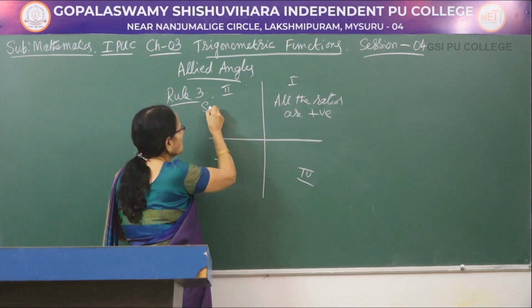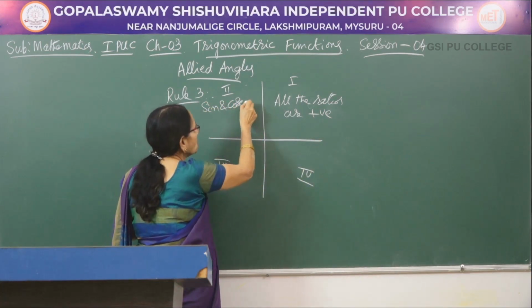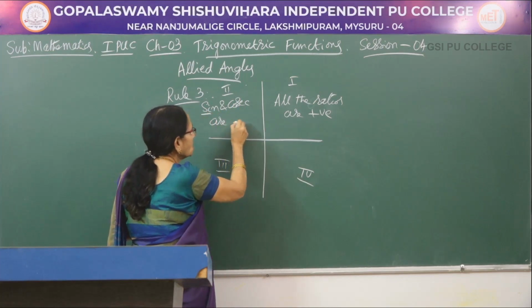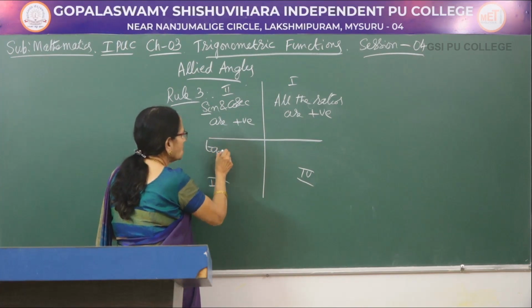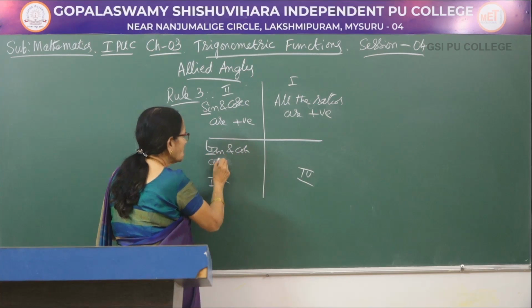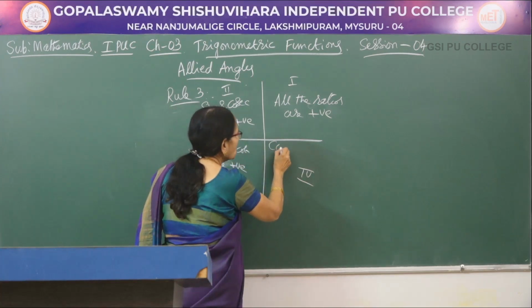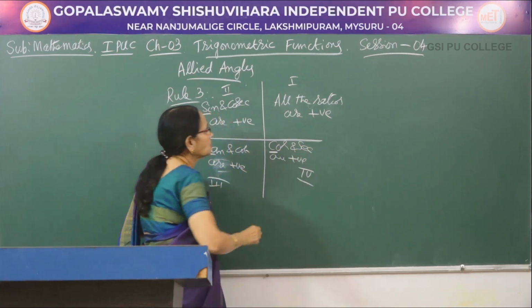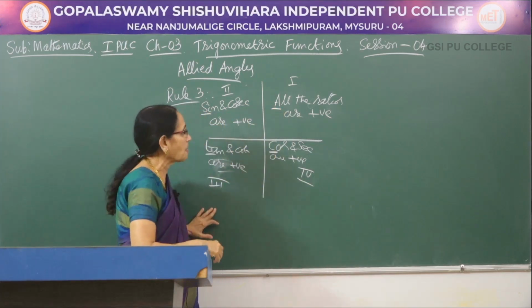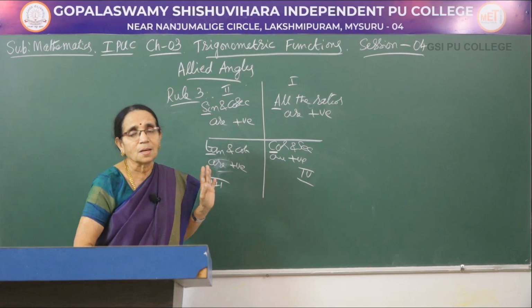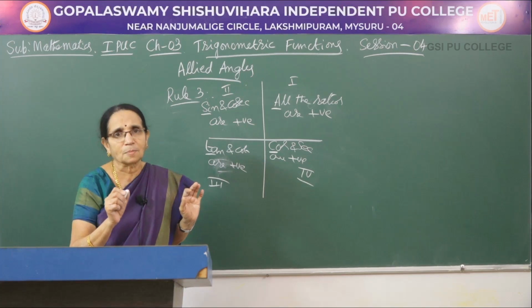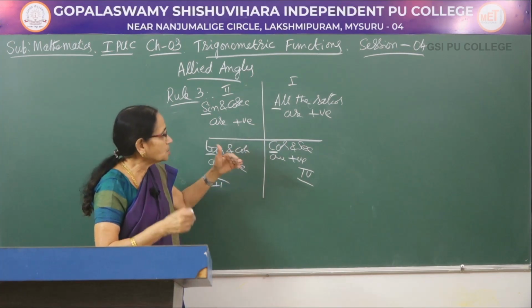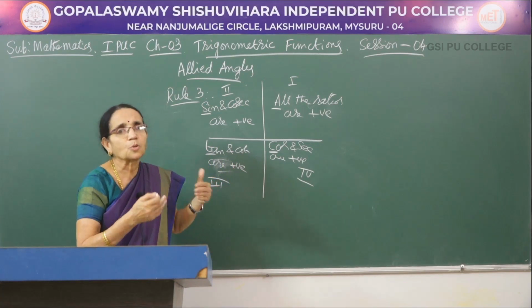In the second one, sine and its reciprocal, that is sine and cosecant, are positive. In the third one, tan and its reciprocal, cot, are positive. And in the fourth one, cos and its reciprocal, secant, are positive. Now, I am taking the first letter of all the words here. This rule, rule 3, gives us the sign of that one. Sign means SIGN, plus or minus. So, this helps us know which ratio would be positive, which would be negative in which quadrant.